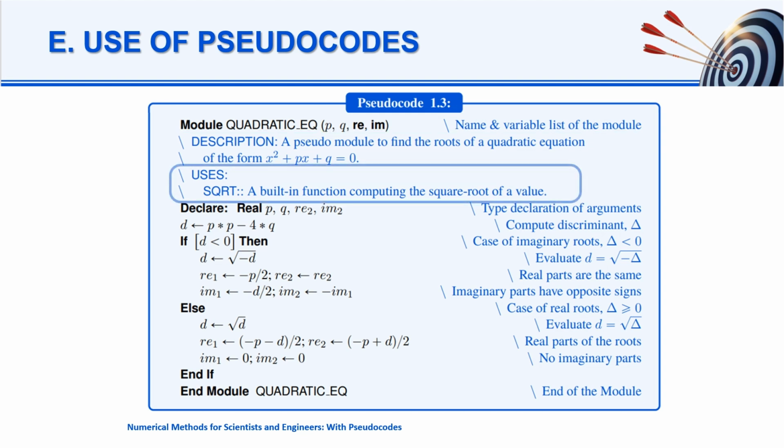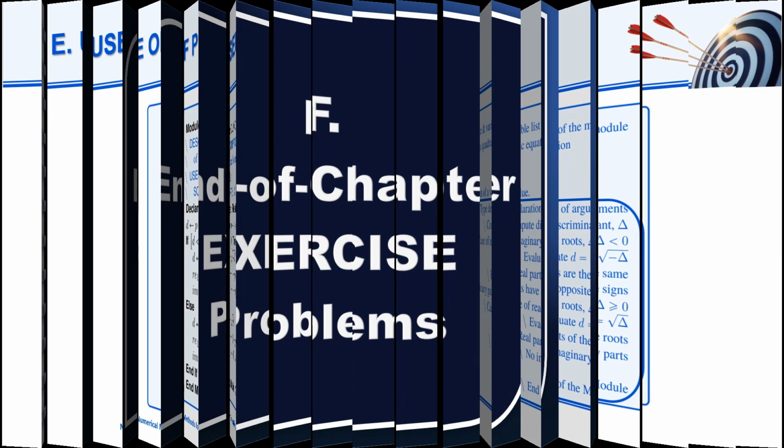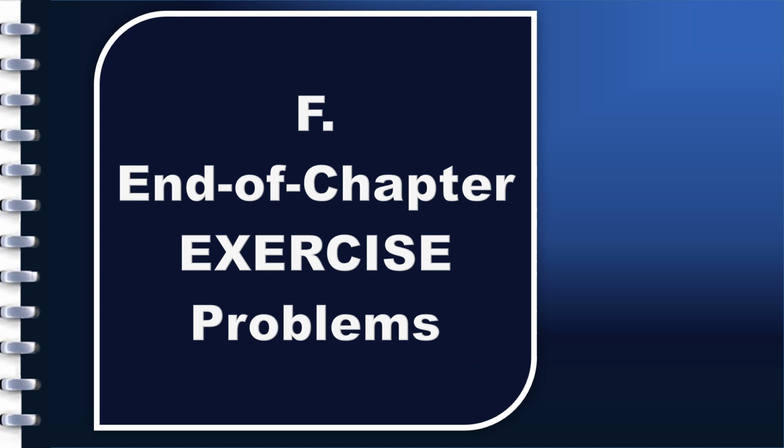Following the uses statement in the description, the program dependencies, that is, required built-in or user-defined functions and subroutines, are specified. Wherever possible, line-by-line annotations are used to leave no question as to what is done. This approach blends the methods and algorithms with sufficient mathematical theory and supports easy understanding and implementation of the algorithms. End of chapter exercise problems.